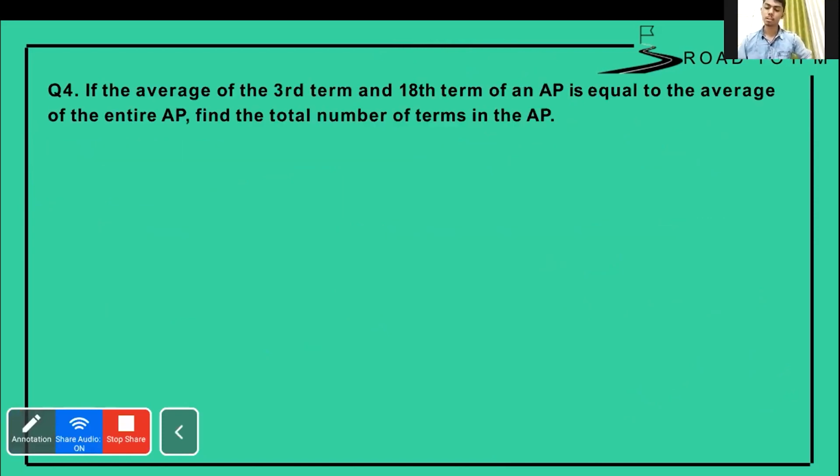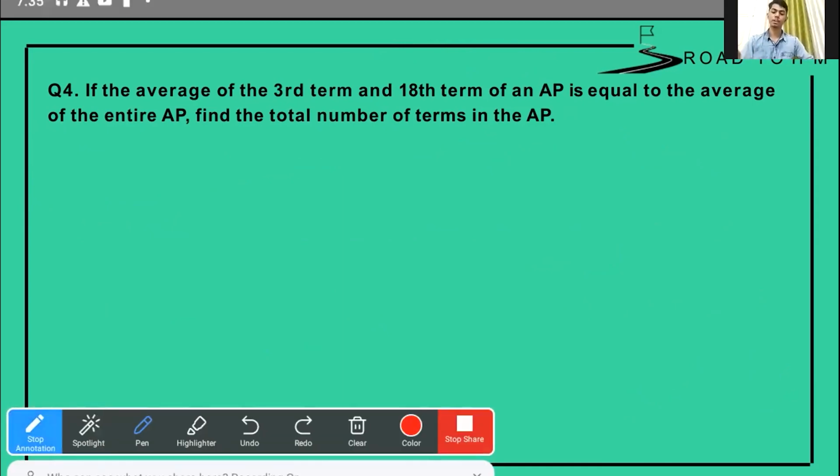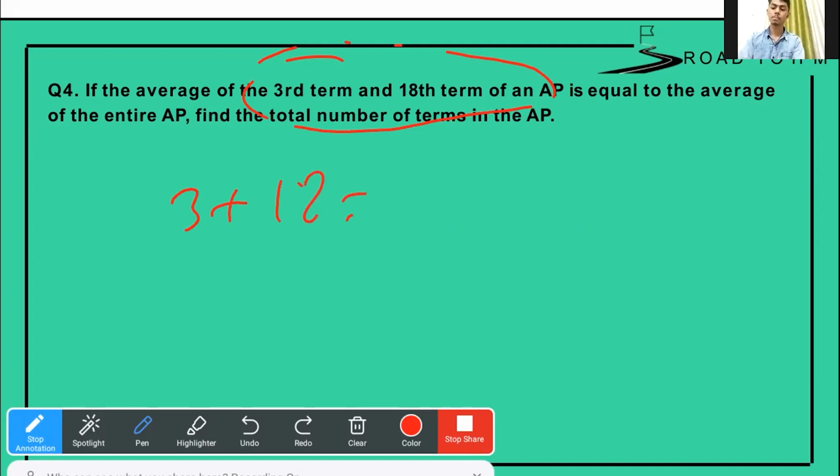Let's see what was that about. If the average of the third term and 18th term of an AP is equal to the average of the entire AP, find the total number of terms in the AP. So this is basically the definition for corresponding terms, right? Average of the third term and 18th term is equal to average of the entire AP. So what we can conclude is third and 18th terms are corresponding terms. So how many terms are there? So what was the specialty? If you take the sum of 3 and 18, you'll get n plus 1 terms. So n here is 20.